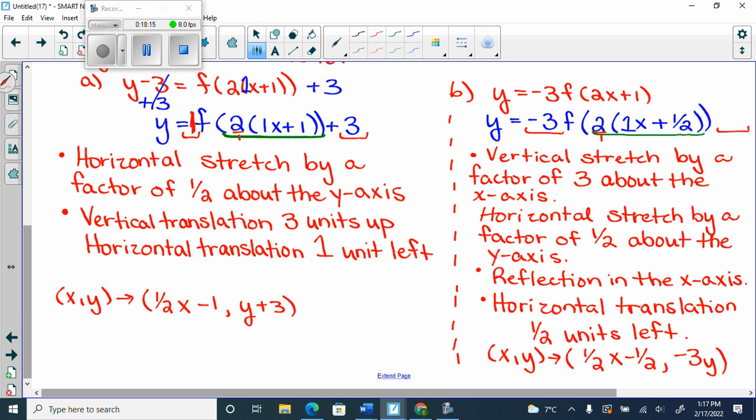Okay, I'm going to give you 2 new ones. You're going to give me the transformations of the 2 new equations and the mapping. So do the transformations first, see that you practice it enough, then try the mapping, okay?